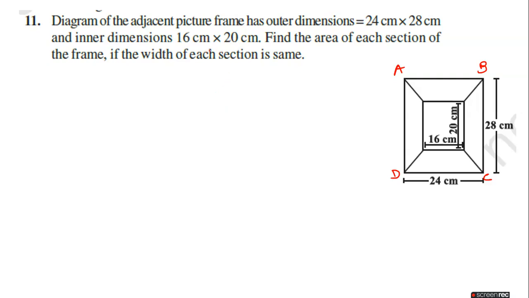And inner dimensions are given 16, 20. Okay, so this is 16 and this is 20. Find the area of each section of the frame if the width of each section is same. Means this section we have to find. This section means first section, second, third, and fourth. We have to find.